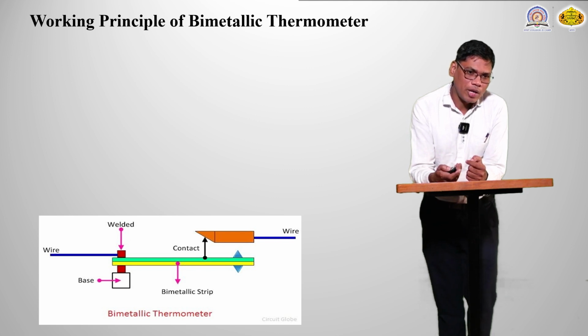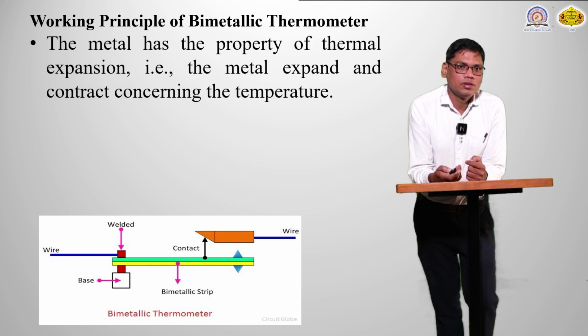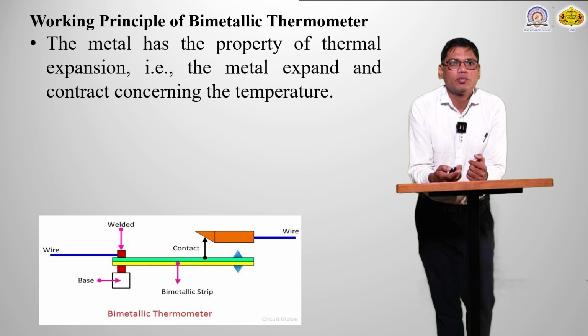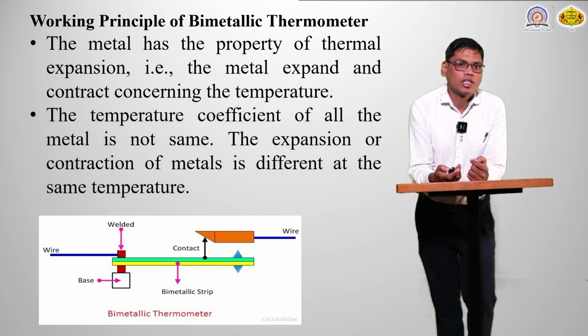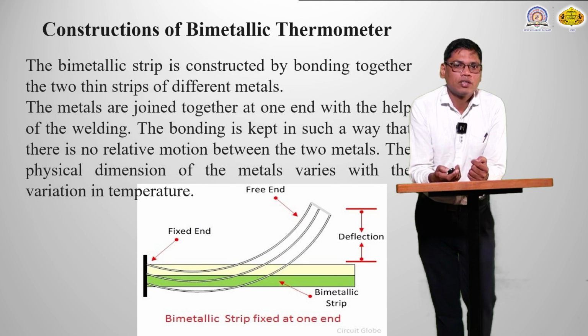So this is a typical bimetallic thermometer as shown in the figure. The metal has the property of thermal expansion, and the metal expands and contracts with temperature. The temperature coefficient of all metals is not the same, and the expansion and contraction of metals is different at the same temperature. So the construction of a bimetallic thermometer.